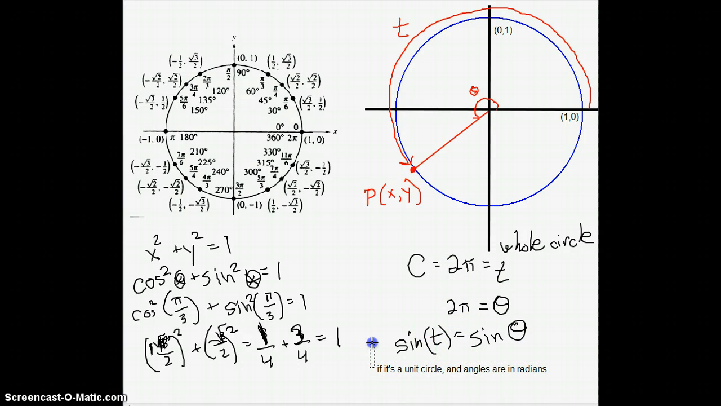So you can basically, oops, took the pen off, put that back. If it's a unit circle and you're using radians, these two are the same. And the P is just some point. Here's a P, there's a P, there's a P, and there's a whole bunch more P's on there. Okay.